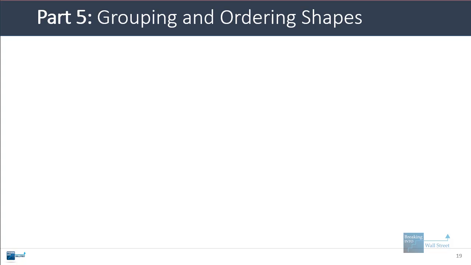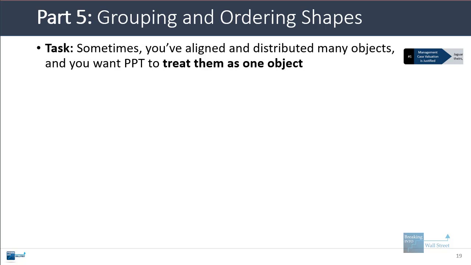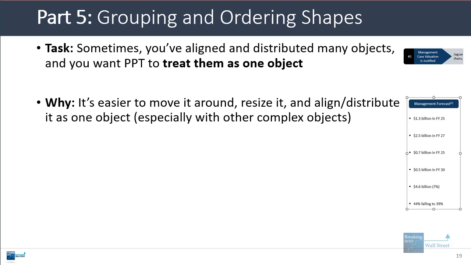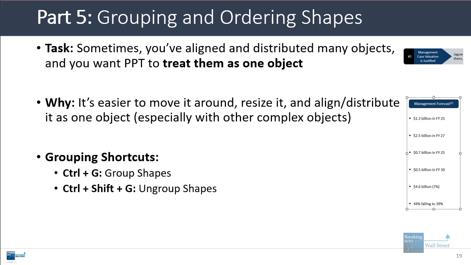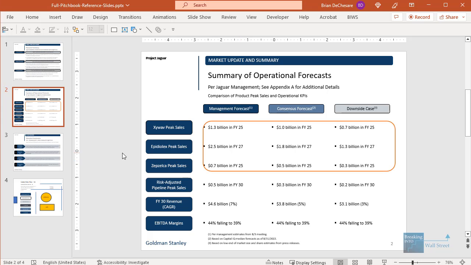Let's now move to the last part, grouping and ordering shapes. Sometimes in PowerPoint, you've aligned and distributed many objects, and you want PowerPoint to treat them as just one object. It's easier to move around one object, to resize it, and to align and distribute it when you have one single shape rather than 10 or 15 different shapes. So to group objects together, you can press Ctrl-G, and then to ungroup them, you can press Ctrl-Shift-G. Let's look at a few examples of how this works.